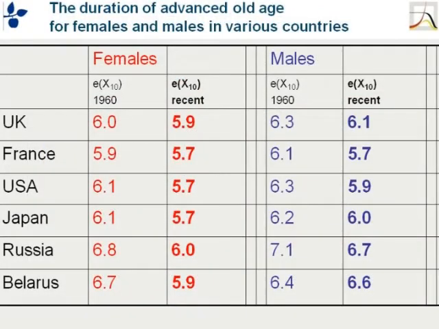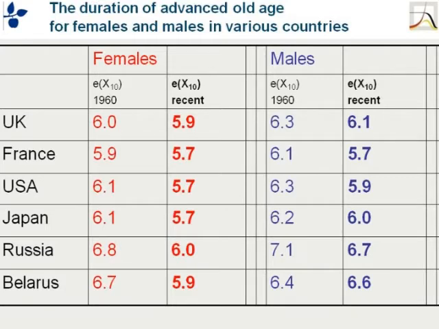So here I have these durations of advanced old age for different countries. Take the UK as an example, for females. This first column is life expectancy when your chance of death is 10%. So X10 is the age when your chance of death is 10%, and E is remaining life expectancy at that age. You can see in the UK in 1960 it was about 6 years. And for the UK, the most recent data we have was 5.9 years for the women. And for the men, it was also about 6 years, 6.3 and 6.1.